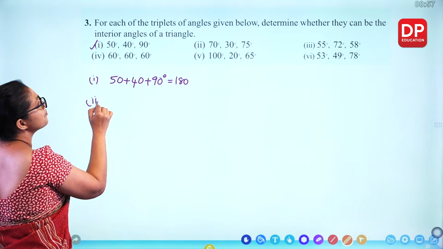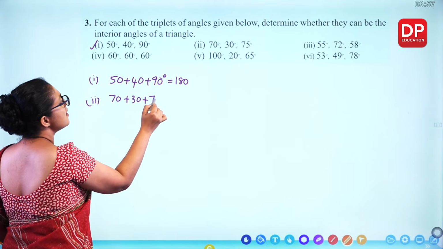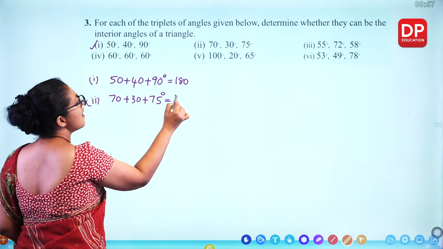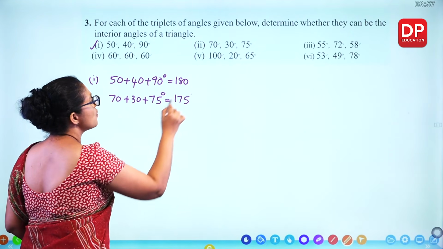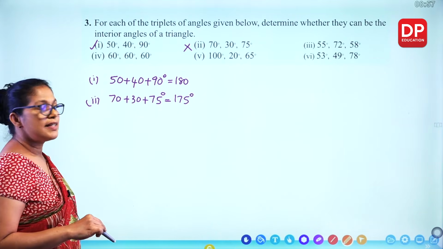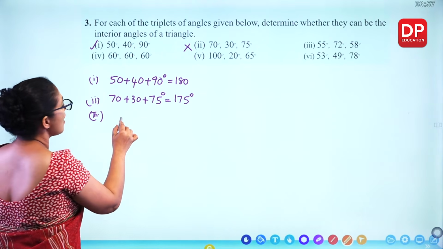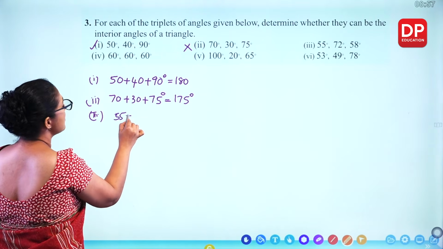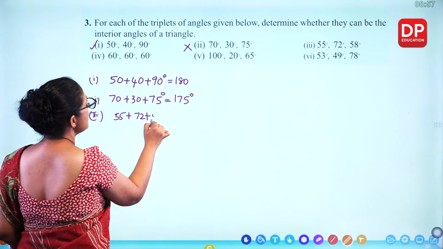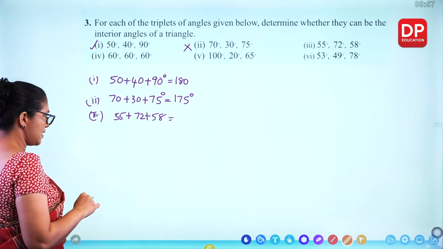That means this is a triangle. Second one, 70 plus 30, 100. 100 plus 75, 175. So you can't make a triangle with these angles. Part 3, 55 plus 72 plus 58. What's the sum? 8 plus 2, 10.